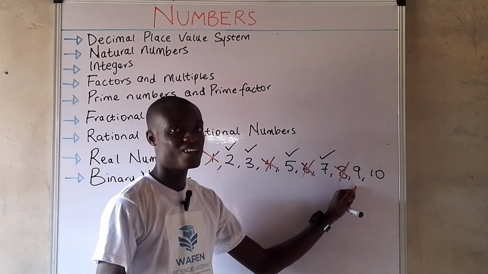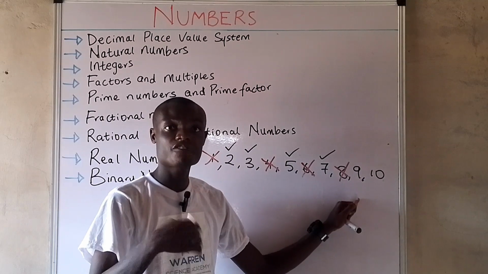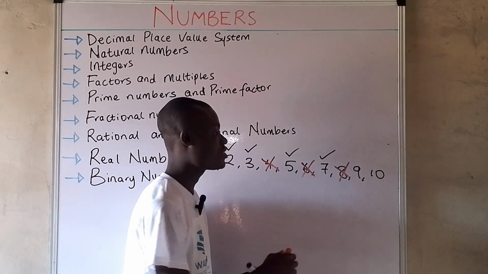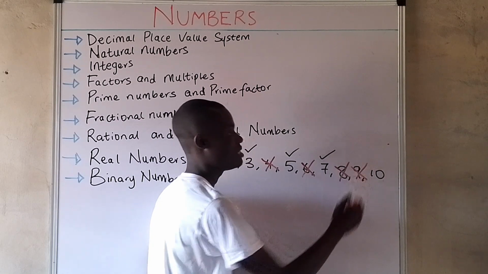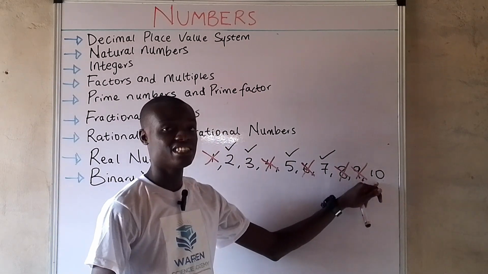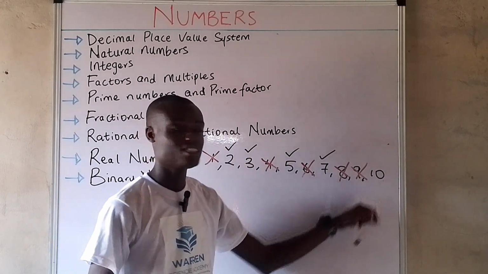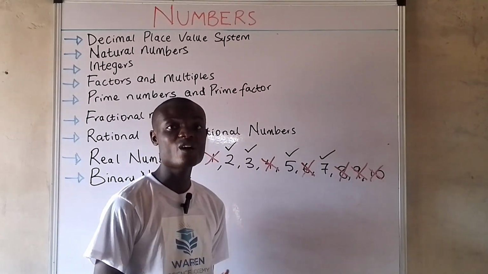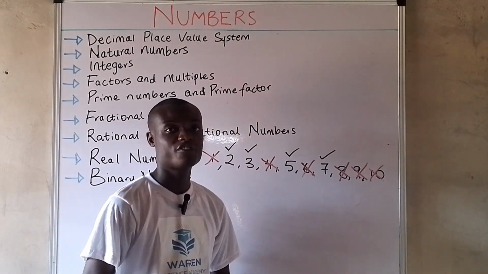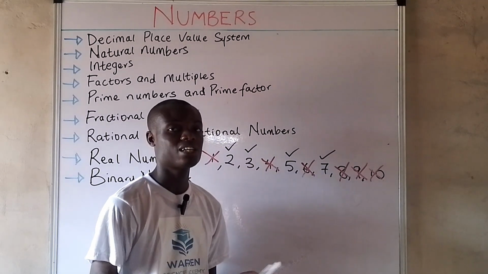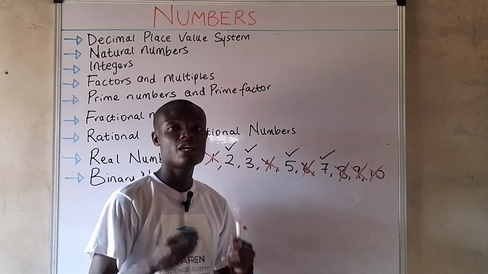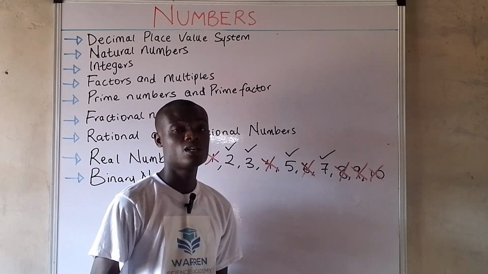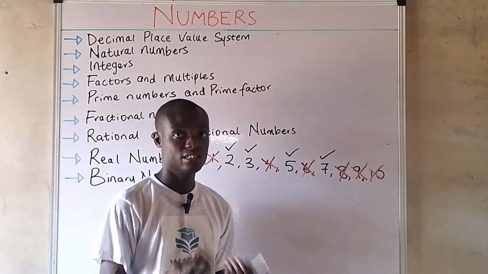Now for 9, 1 can divide 9. 9 can also divide 9. But 3 can divide 9. Because of that, 9 is not a prime number. So also for 10, 2 and 5 can divide 10. So 10 is not a prime number. So you can check out all the prime numbers from 1 to 100 and even up to 1000. The big thing is that a prime number has only 2 factors, or 2 numbers that divide it without a remainder, which are 1 and itself.